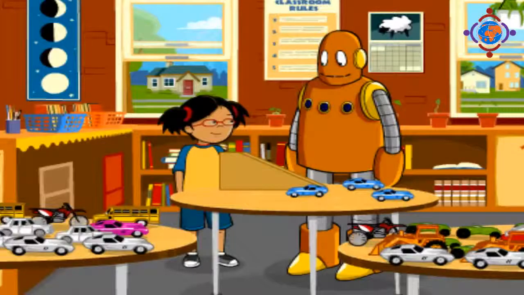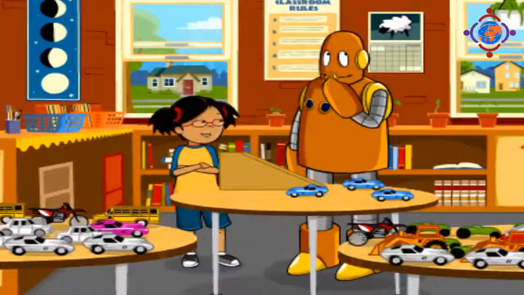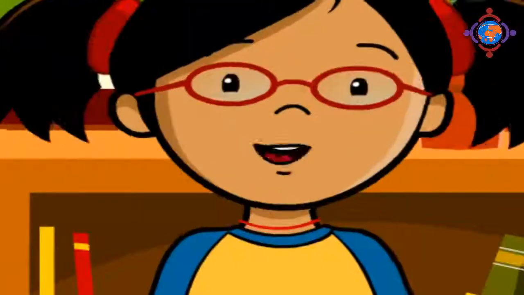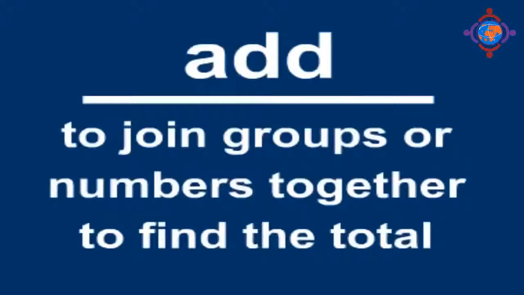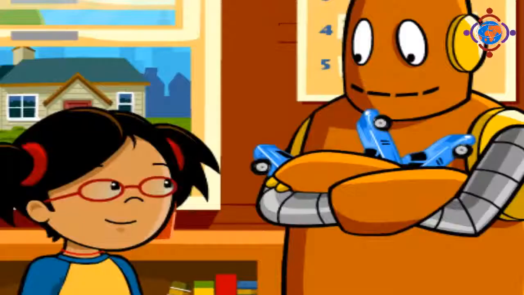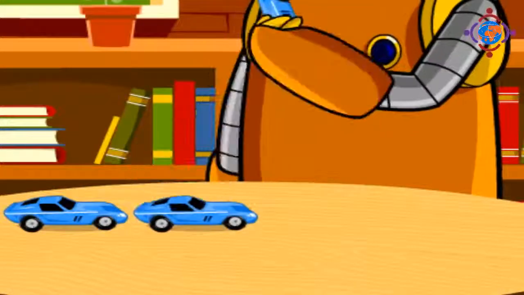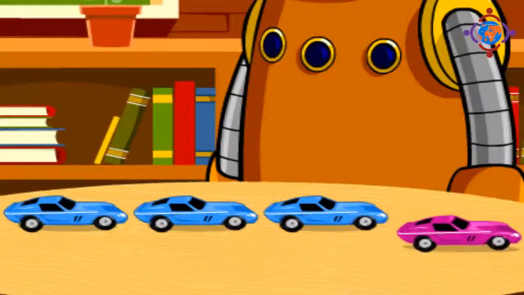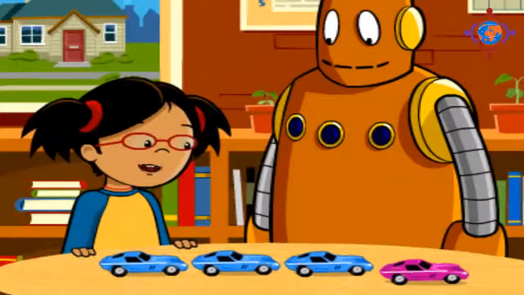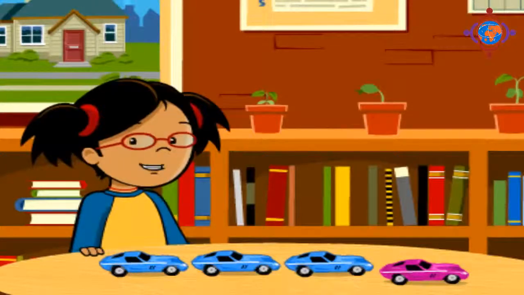Cool cars, Moby. You've got a big collection. How many do you have? How do you count on 1 to add? When you add, you join groups or numbers together to find the total. Let's see. You have 1, 2, 3 blue cars. You add 1 pink car to the group. So we can start with 3 and count on 1 to get 4.